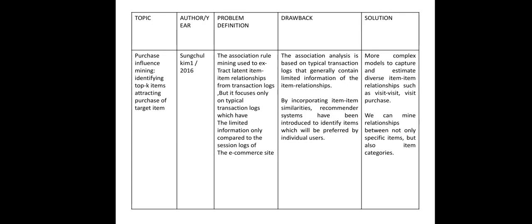Drawbacks. The association analysis is based on typical transaction logs that generally contain limited information on the item relationship. By incorporating item-item similarities, recommender systems have been introduced to identify items which will be preferred by an individual user. Solution. A more complex model to capture and estimate diverse item-item relationships such as visit and purchase. We can mine relationships between not only specific items but also item categories.